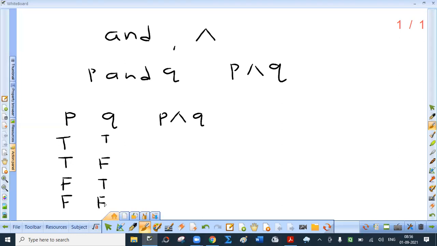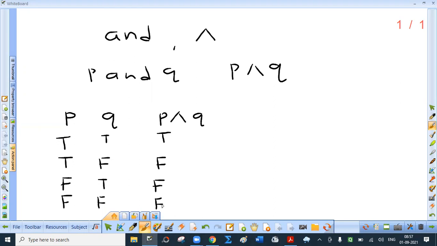Actually, this question is not correct because the order in which these 4 truth values are taken is immaterial. But still, they ask such type of question. So, you have to write truth values in this order only. So what will be the entries in the last column? True, false, false, false. See, this corresponds to intersection of 2 sets.